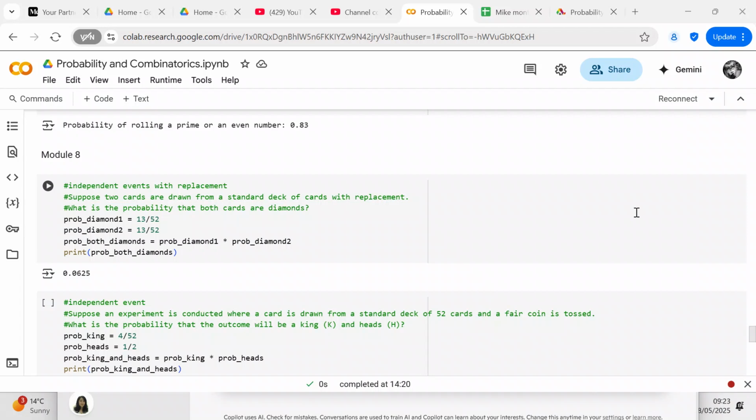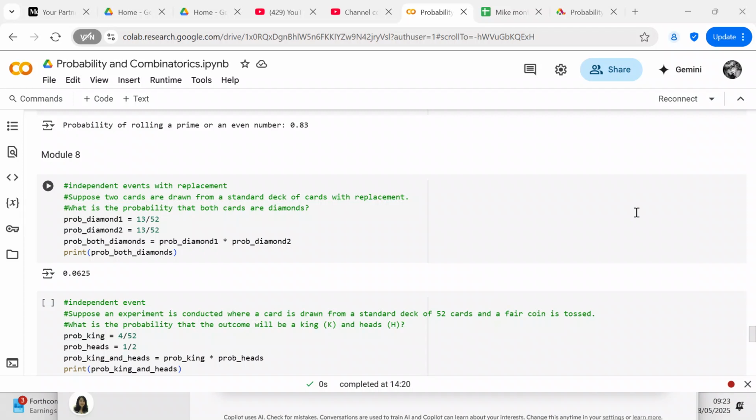In this video, I'm going to go over Module 8 of the Alison course Probability and Combinatorics. What Module 8 covers is independent and dependent events. I'm going over the course material in Python, so I'm solving all the questions in Python.